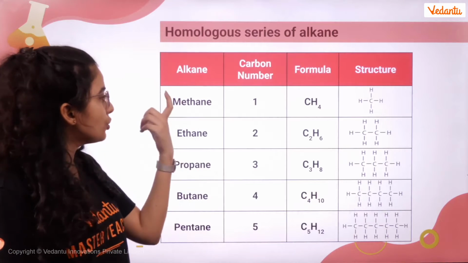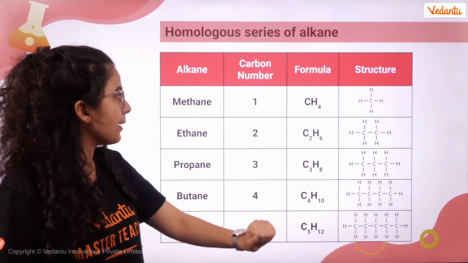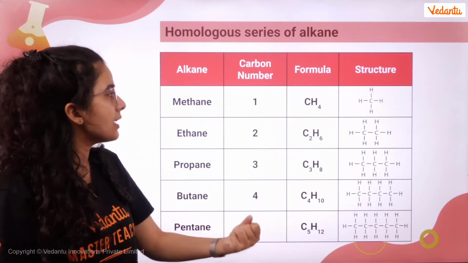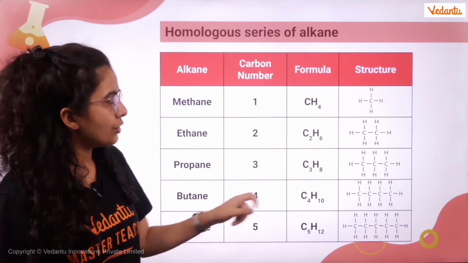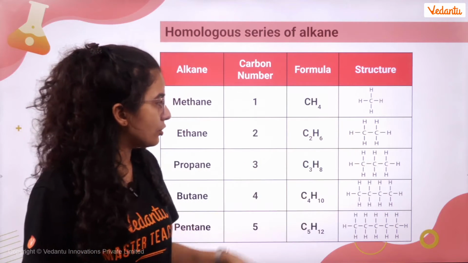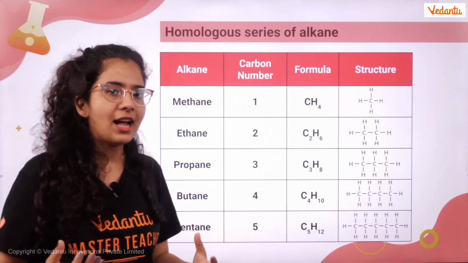So this is the alkane series: methane, ethane, propane, butane, pentane. These are their formulas, right? So you see methane and ethane differ by one CH2 unit only. You can see it in the structure also. C2H6, C3H8, just one CH2 unit difference, and so on.